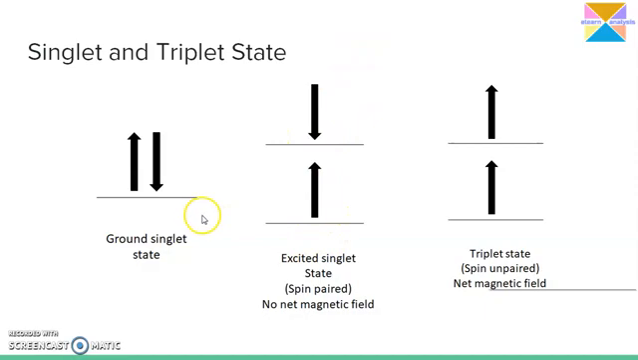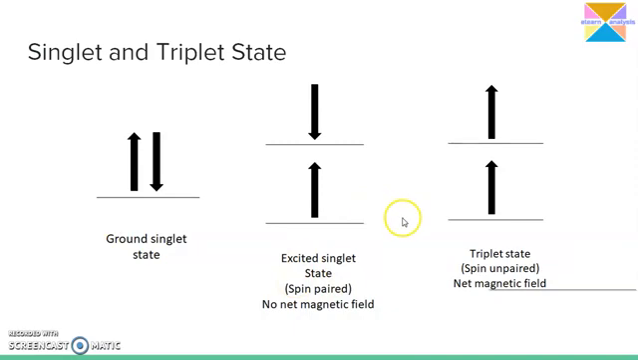Once the electron is in either the excited singlet state or the triplet state, it is supposed to lose its excess energy. That is what we understand as fluorescence and phosphorescence.